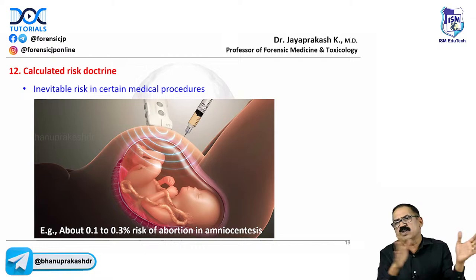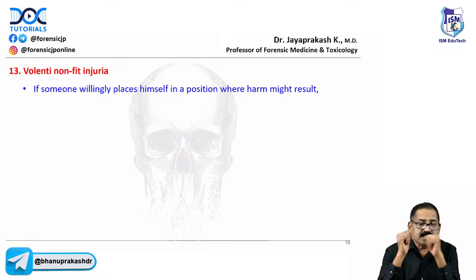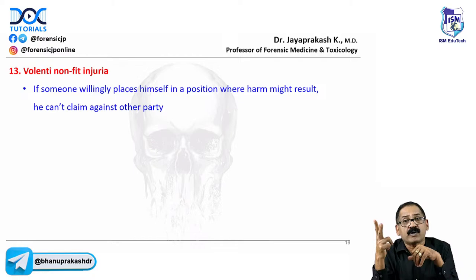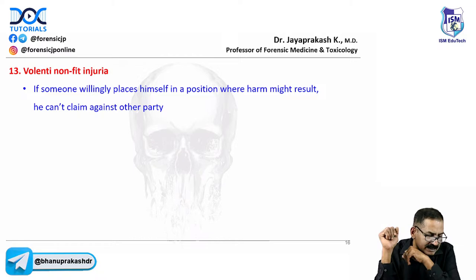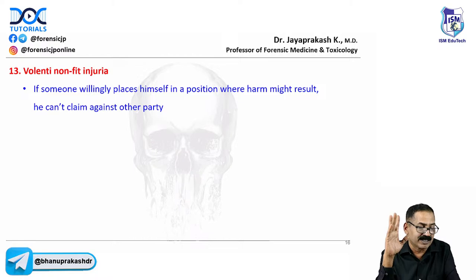Volenti non fit injuria means if someone willingly places himself in a position where harm might result, he cannot claim against the other party. I don't know whether you understood or not. Did you understand? Yes or no? Tell me. I will just give an example, then you will understand. Okay, you understood. Good.